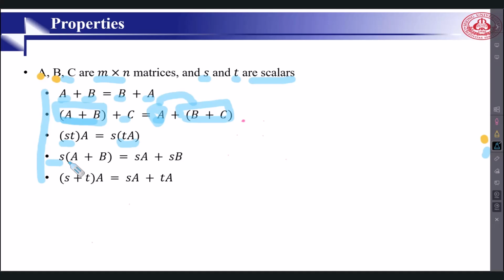It means if we multiply a scalar by the sum of two matrices, it is equal to multiplying the scalar by each matrix separately, then summing the results. This is totally the same, right? This is called distributive over the matrix addition. And the last one is the distributive property of scalar addition. It means first you sum two scalars and multiply the result by a matrix, which is equal to the sum of the distributed multiplications, S by A and T by A, then you sum them together. These are the properties of matrices.